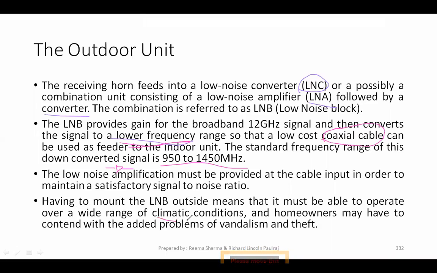range of climatic conditions. Now, this I have spoken about, isn't it? How your climate changes. There is a drastic change in the climate. Suddenly, the sunlight, the heat, the rain, the wind, the dust. So it should be able to withstand all of these situations, right? And homeowners may have to contend with the added problems of vandalism and theft. So not only that, sometimes due to theft, someone just steals your antennas.